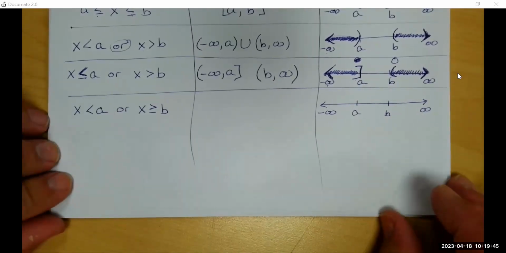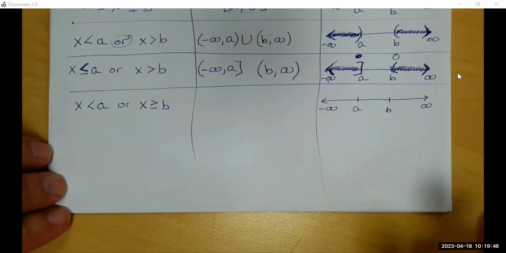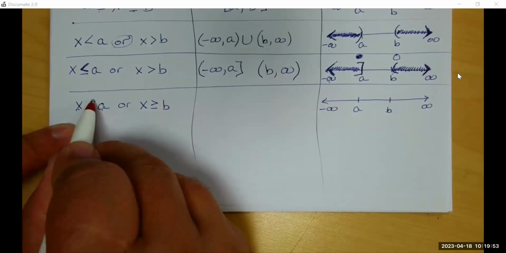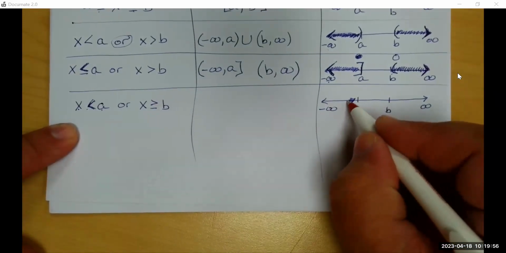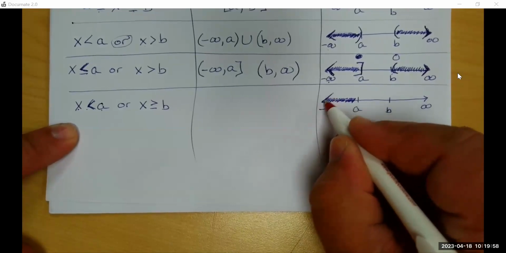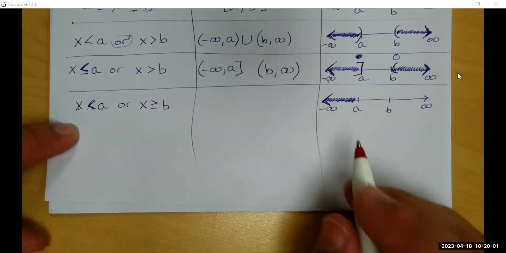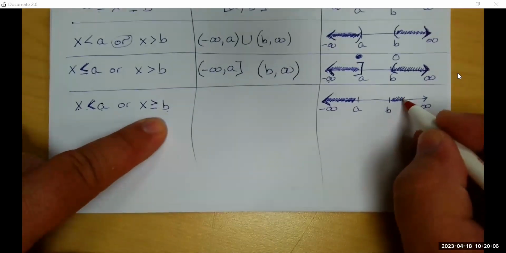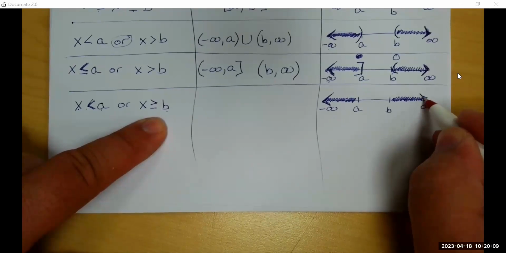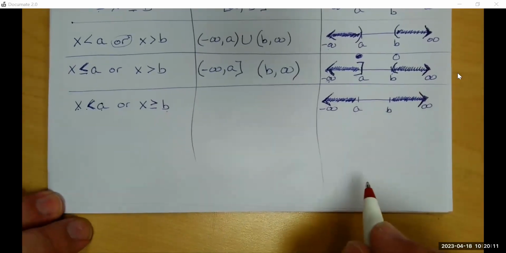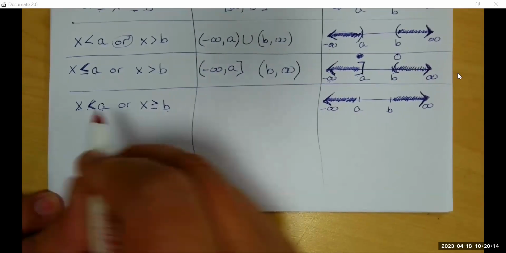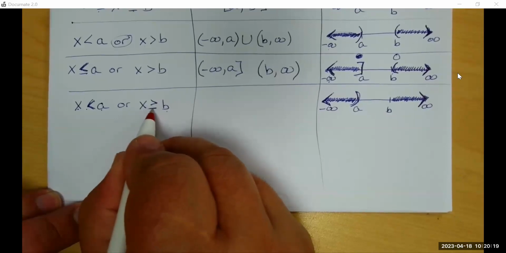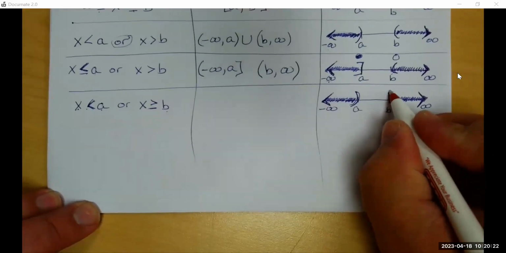We have A and B there. So this first one says from A, the line goes to the left from A. So shade that part. From B, the line goes to the right. A is not included, so it's a parenthesis. B is included, so it's a bracket.